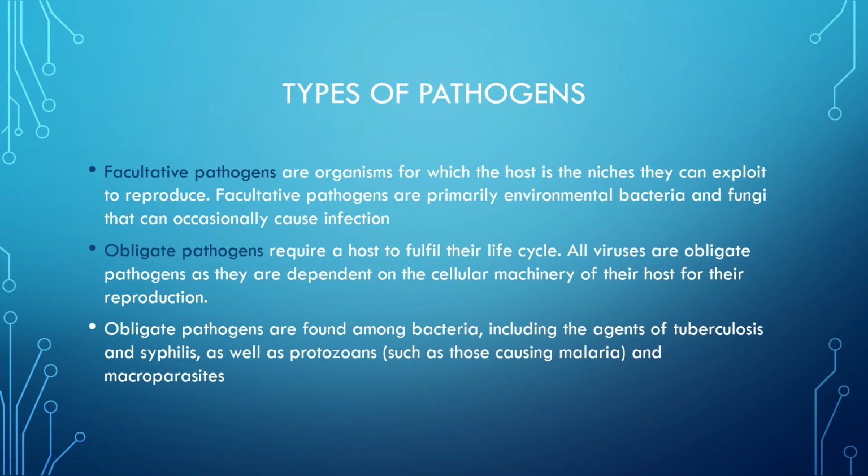The next type is obligate pathogens. They require a host to fulfill their life cycle. All viruses are obligate pathogens, as they depend on the cellular machinery of their host for their reproduction. Obligate pathogens are found among bacteria, including the agents of tuberculosis and syphilis, as well as protozoans and macroparasites.